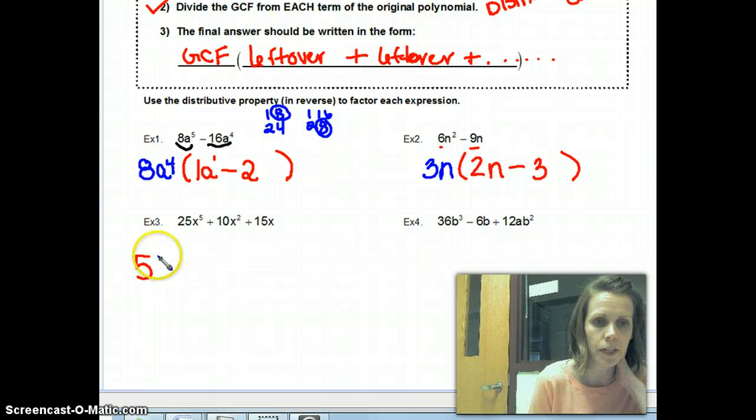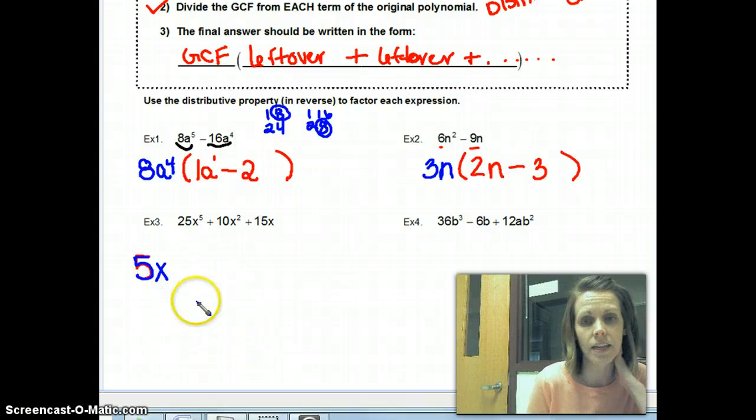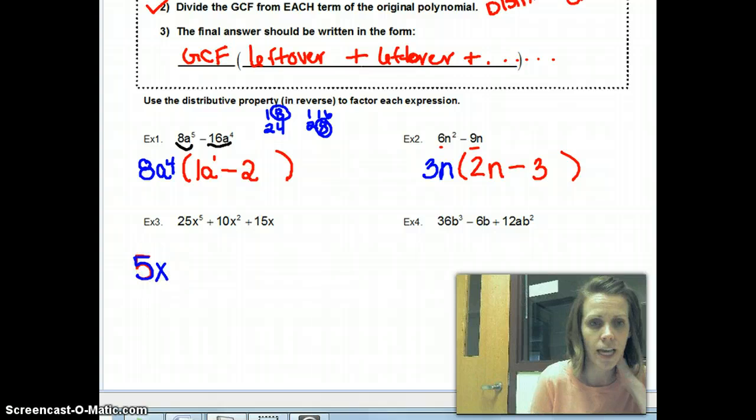Oops, I should use blue here to stay consistent. So 5 is my GCF. Now I'm going to look at my variables and exponents. What's the smallest exponent I see? They all have an x, and they all have at least one x. So 5x is going to be my GCF. Now I'm going to try and figure out what is left over from each term. So I'm going to draw my parentheses here. I'm going to have 3 different terms that are left over for this one, okay?